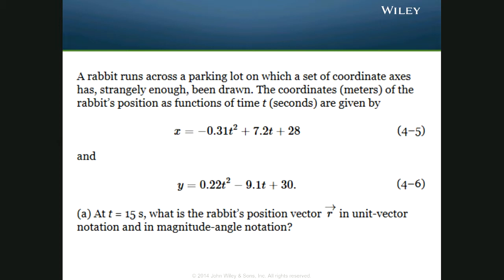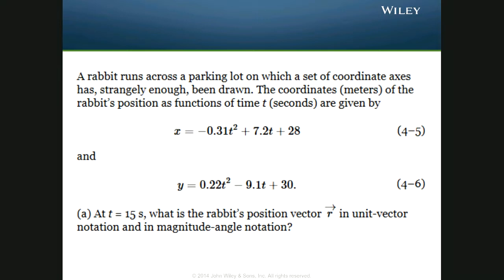It runs across the parking lot. At least someone gets to go outside, right? The rabbit gets to be outside. On a set of coordinates, which happens to have a set of coordinate axes. The coordinates of the rabbit's position as functions of time are given by these two functions.